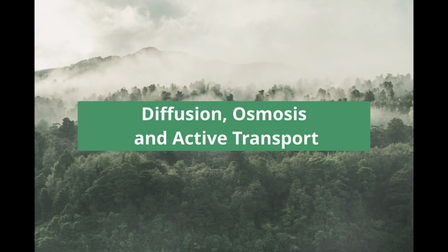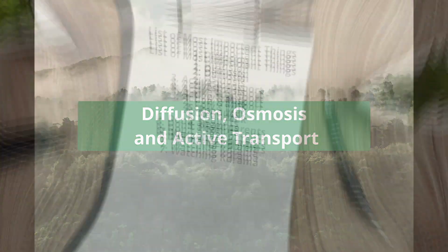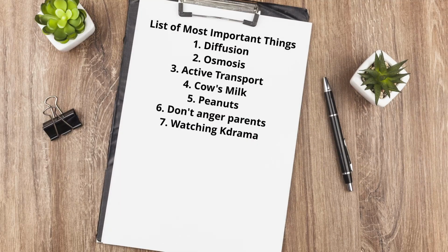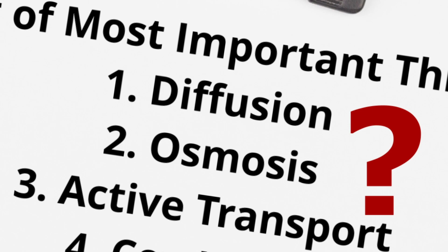Diffusion, osmosis, and active transport. There's no question that these three are up there in the list of most important processes to sustain life. So how exactly do they work?